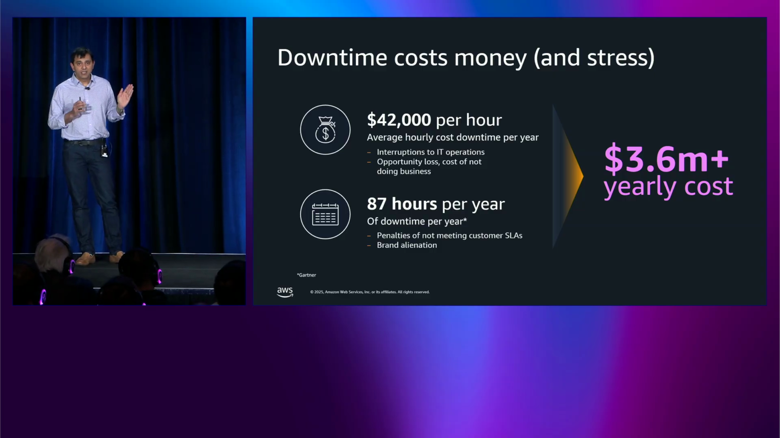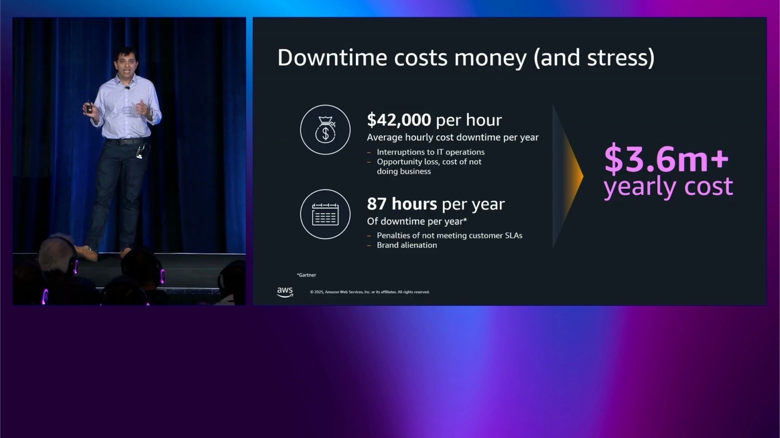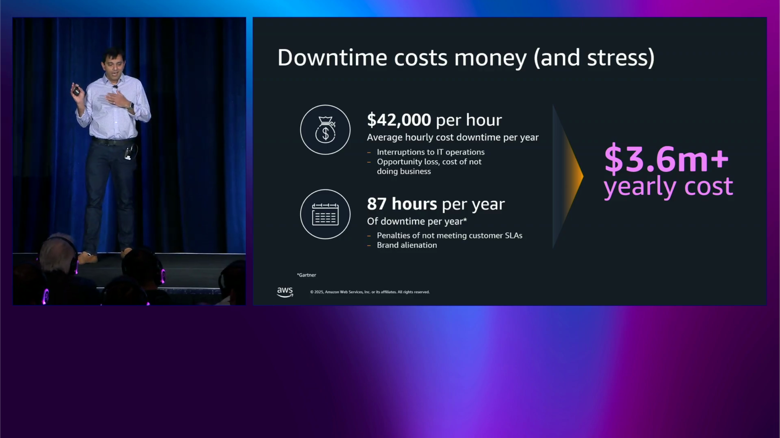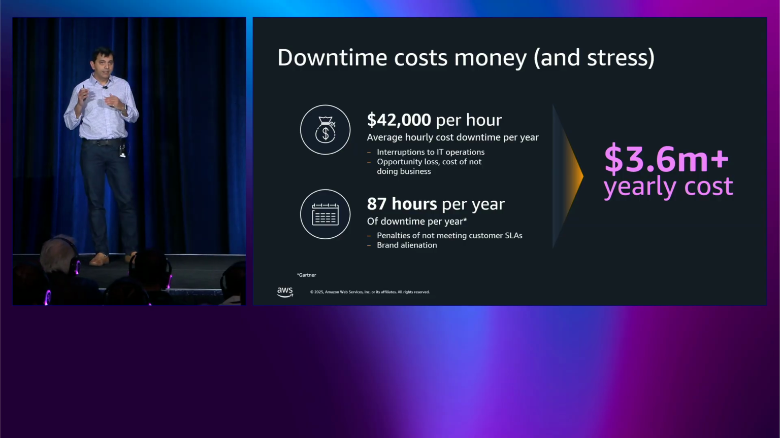I think Gartner did a survey a couple of years back. They found that on average, a company has 87 hours of downtime and spends about 3.6 million in lost revenue or sales. And so it's really important to reduce that downtime and get to the root cause quickly.